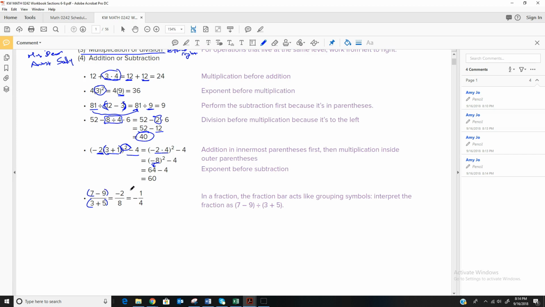So 7 minus 9 is negative 2. 3 plus 5 is 8. And we get negative 1/4. What I'll see sometimes from students, though, is they'll type this into their calculator.